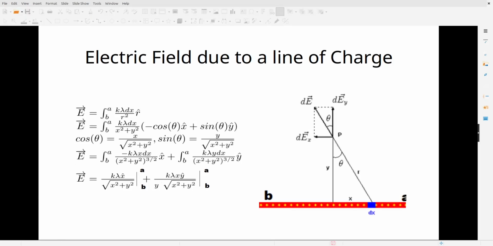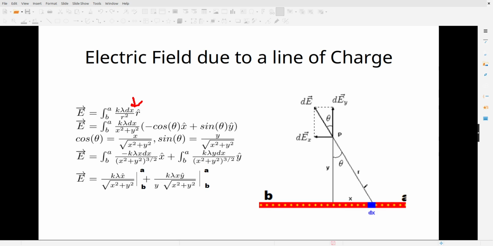So, let's do some problems. Electric field due to a line of charge. We have a line of positive charge that goes from point A to point B. We think of the straight line as going straight along the x-axis, because the charge goes along the x-axis. That's why we're integrating with respect to x. There's a dx here, because of this, it's not a dy or a dr.